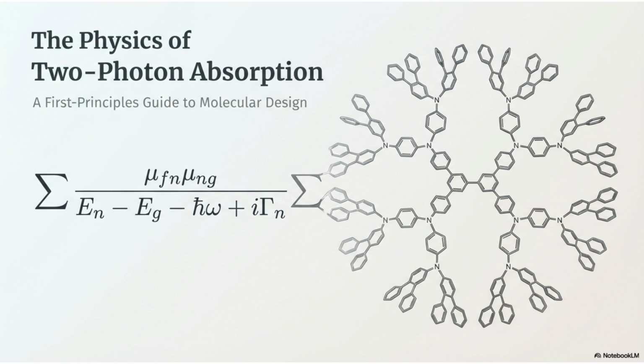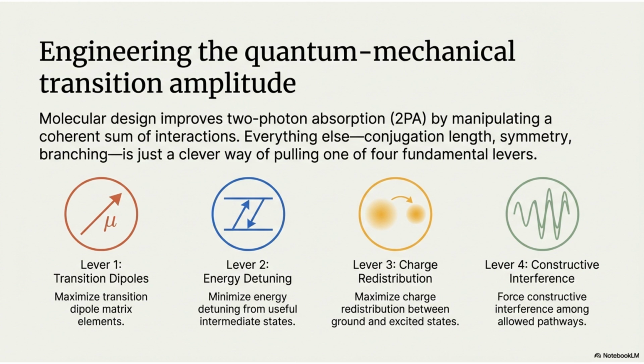This video is a first principles guide to molecular design for two-photon absorption, or 2PA. We will explore how to engineer the quantum mechanical transition amplitude to create molecules with stronger 2PA properties. Improving 2PA is achieved by manipulating interactions through four fundamental levers. These include maximizing transition dipoles, minimizing energy detuning, maximizing charge redistribution, and forcing constructive interference among pathways.